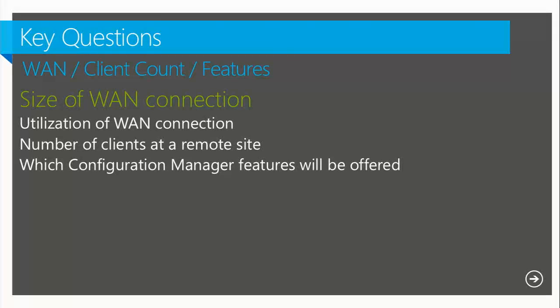Moving on. One of the key questions that you need to ask when you're designing your hierarchy is around the combination of the WAN speed, how many clients are at the location, and what feature set I want to offer at that location. That combination has a big impact on what type of system you need to put in place, what roles need to be there, etc.